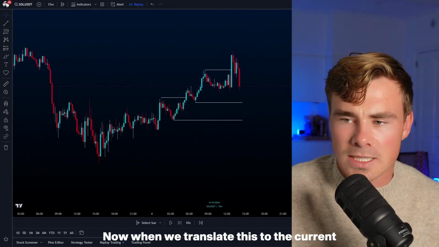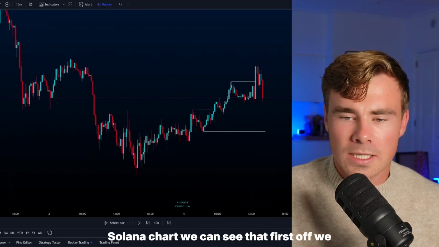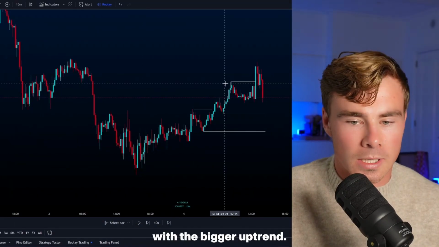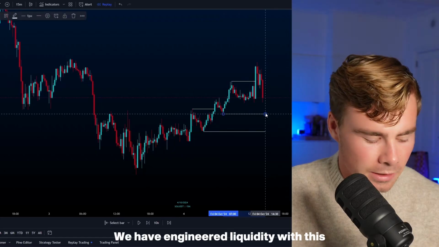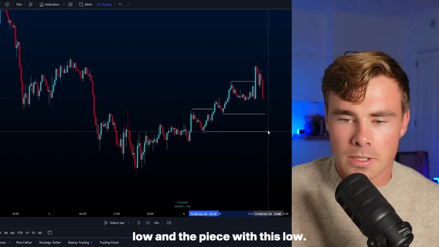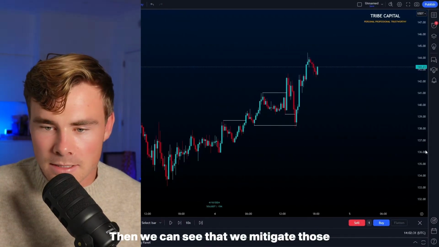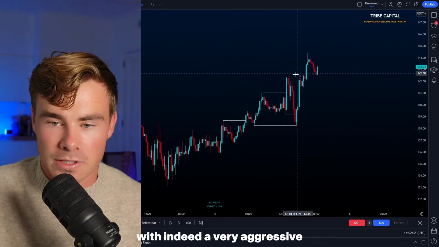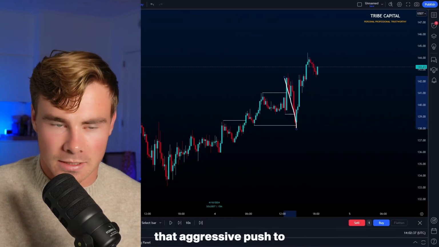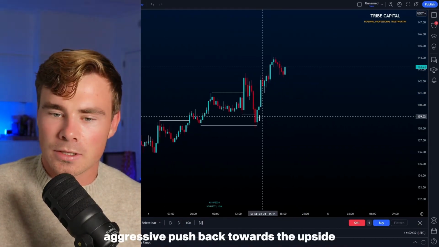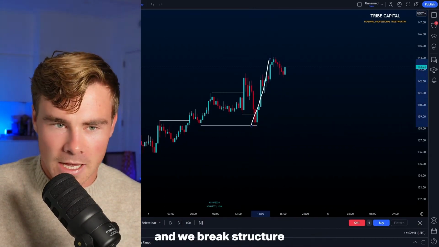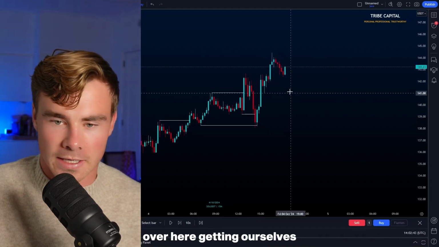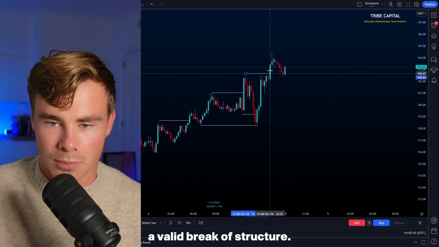Now when we translate this to the current Solana chart, we can see that first off we have this local uptrend within that bigger uptrend, and we have engineered liquidity beneath this low and beneath this low. Then we can see that we mitigate those liquidity pools over here with indeed a very aggressive push to the downside, and after getting that aggressive push to the downside, we get another aggressive push back towards the upside and we break structure over here, getting ourselves a valid break of structure.